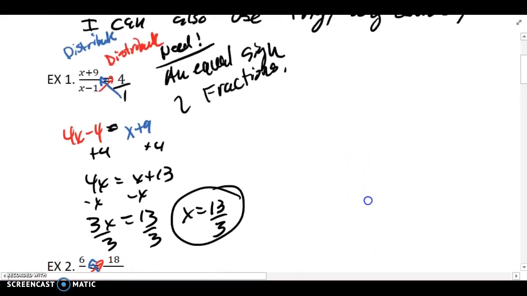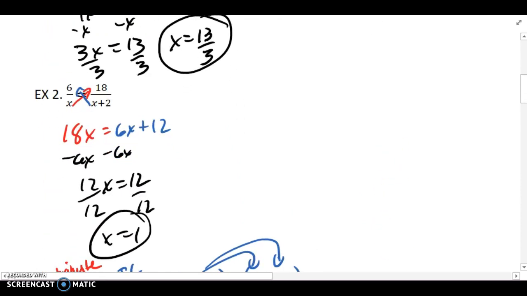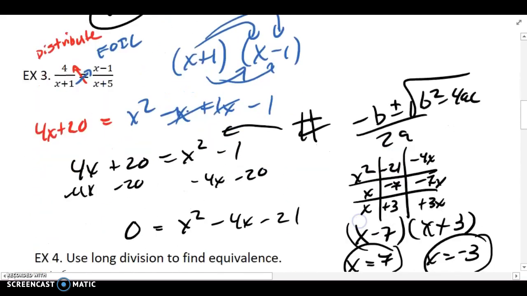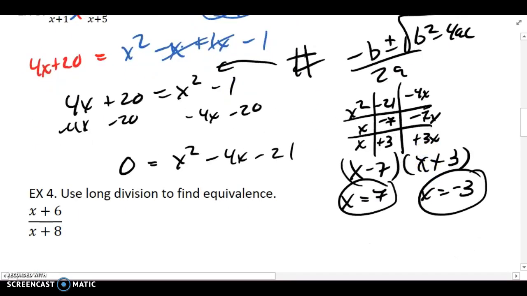Again, back to the complexity of problems. At first, we're just cross-multiplying, distributing. Here, we're doing the same thing, cross-multiplication with distribution. However, we're FOILing now. When we FOIL, that means we're going to need to use a quadratic formula or a tic-tac-toe to get our answer.